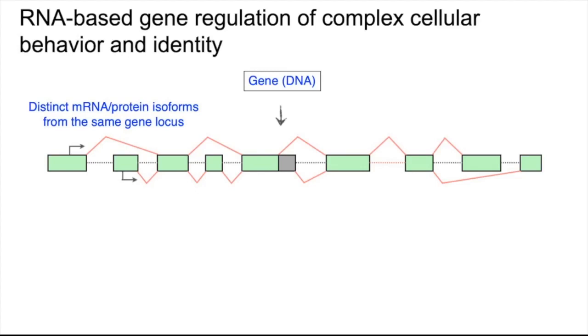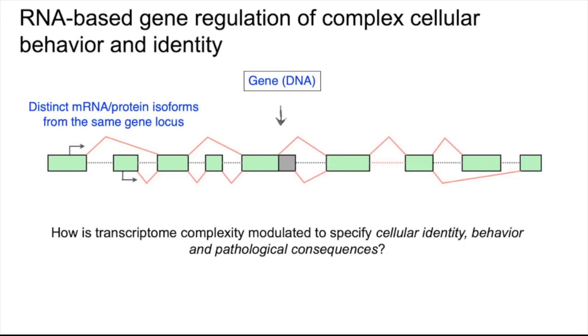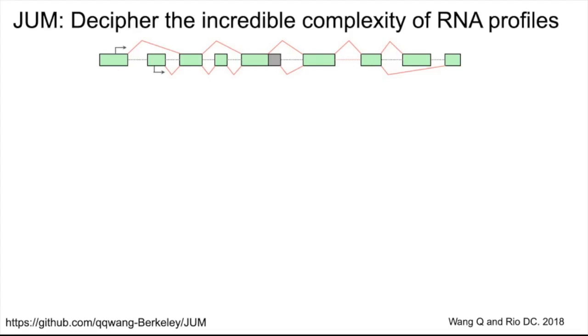So one big question I'd like to ask in my research is how this isoform complexity is modulated to specify a cell's identity and behavior, and how misregulation of these isoforms can lead to diverse pathological consequences. But before I can ask these questions, I need to first be able to identify mRNA isoform profiles from different samples. This is not a trivial question because RNA profiles can be extremely complex.